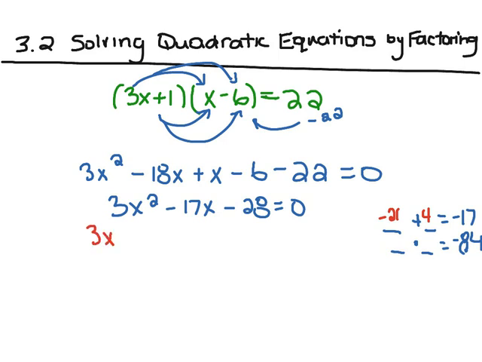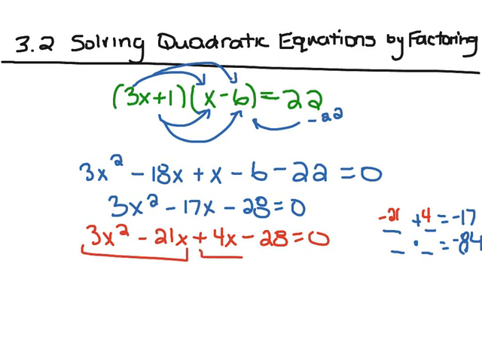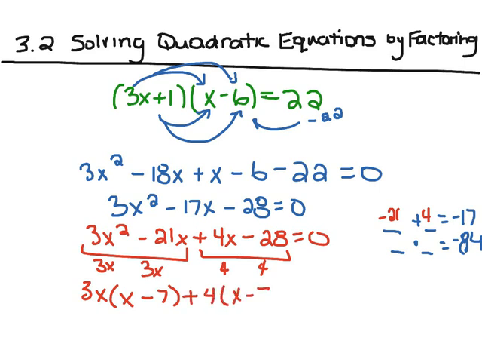So we have 3x squared minus 21x plus 4x minus 28 equals 0. Split it into two groups. We have 3x as our common factor and 4. So we have 3x bracket x minus 7 plus 4 bracket x minus 7 equals 0. Don't forget to keep carrying down the equals 0. So our last step is x minus 7, 3x plus 4 equals 0.